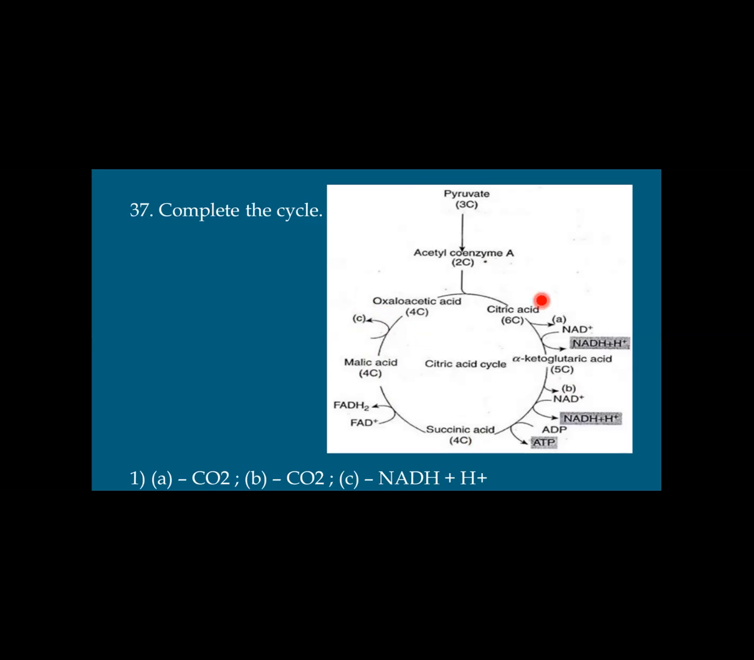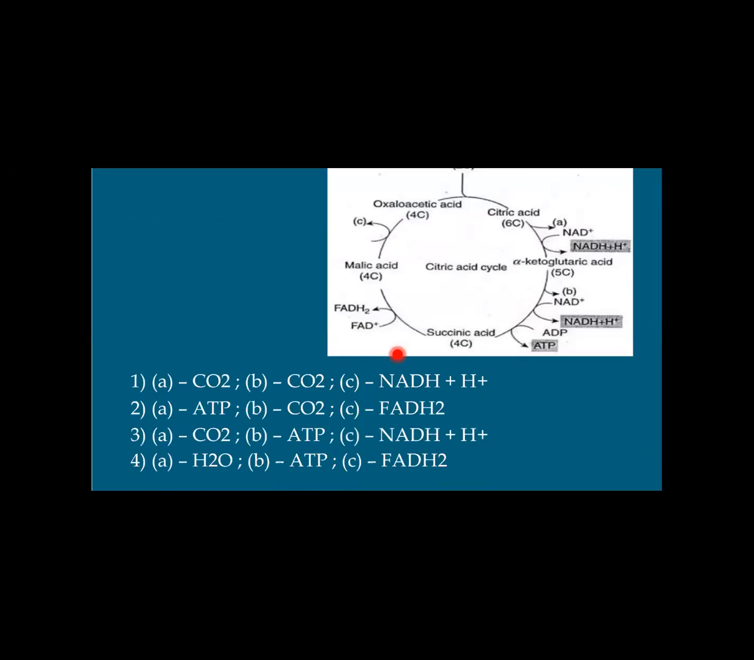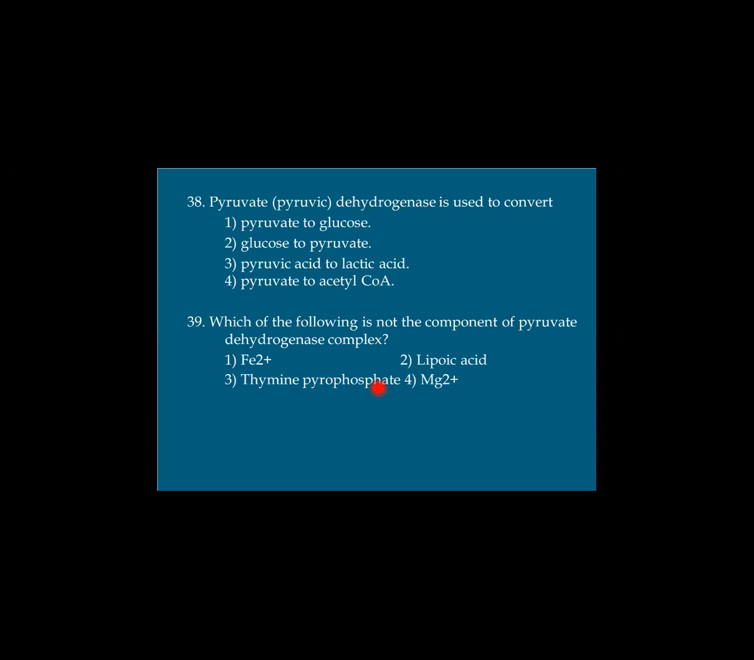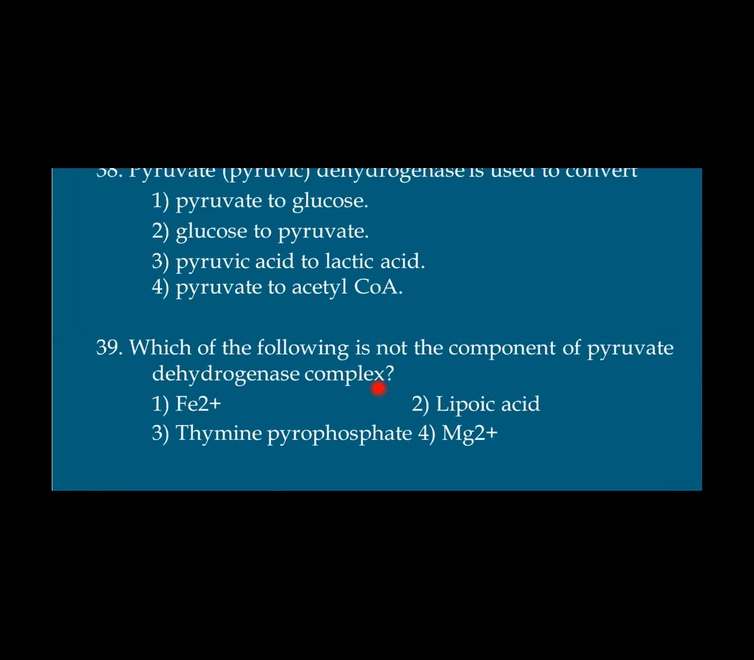So what is A? A is CO2, B is CO2, and C is NADH. Let us see the options. Option 1: A CO2, B CO2, C NADH plus H. Yes, of course, this first option itself is the right answer for this question number 37. Let us come to question number 38.